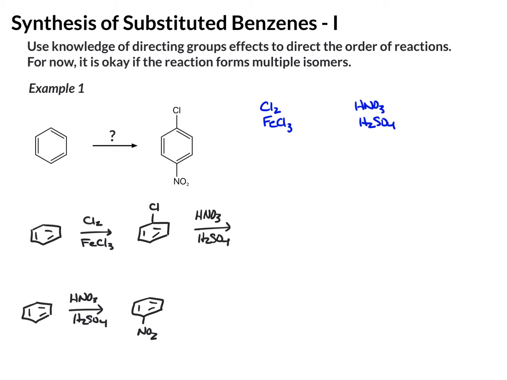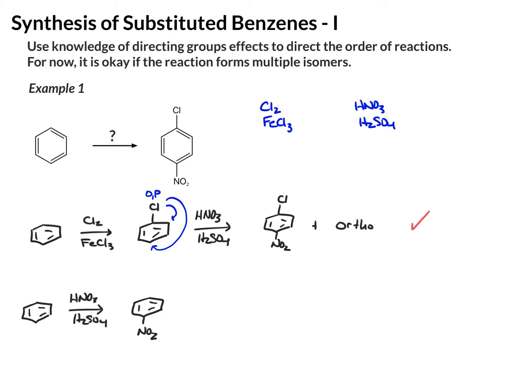And remember that chlorine is an ortho-para director. So it will direct that new nitro group ortho and to the desired para position. So we will get the desired product plus the ortho isomer. So this top reaction does give us what we want.